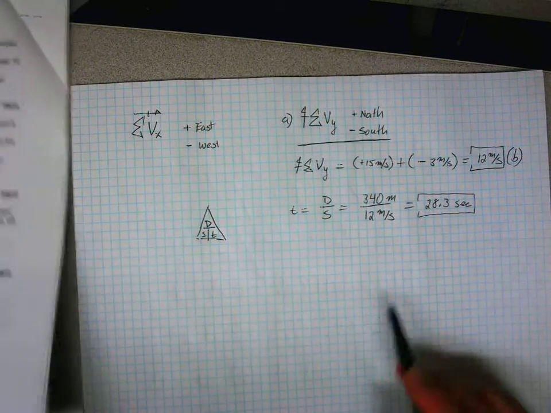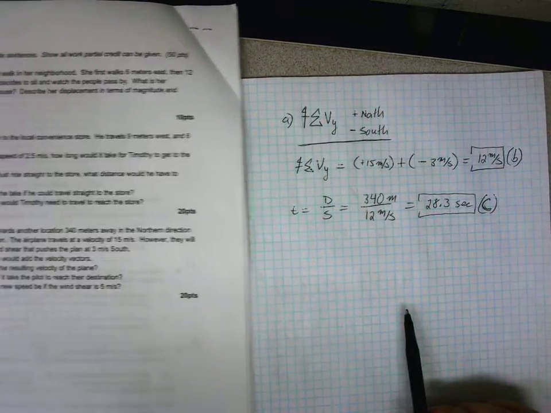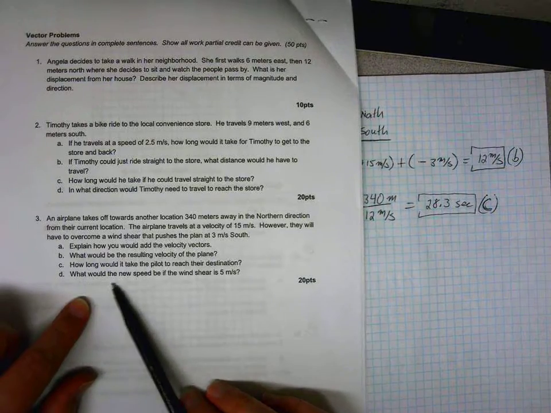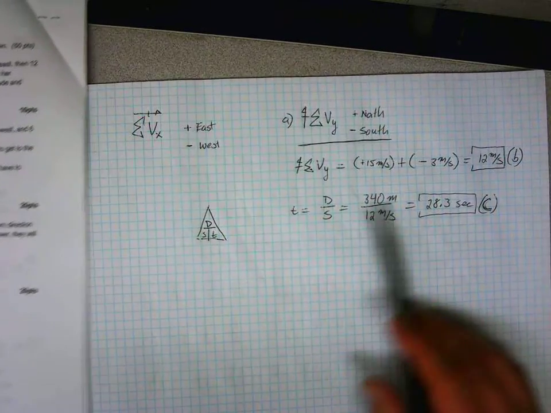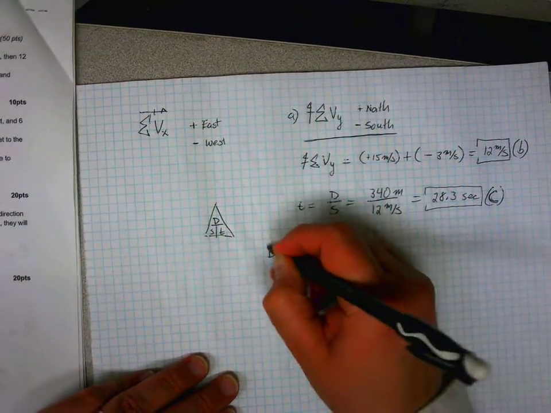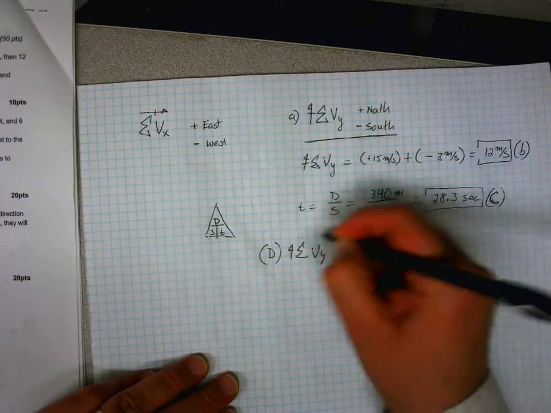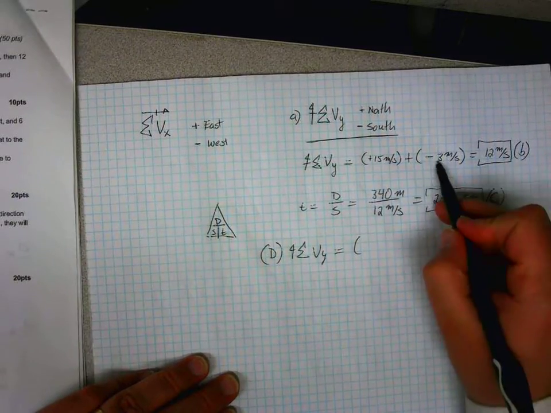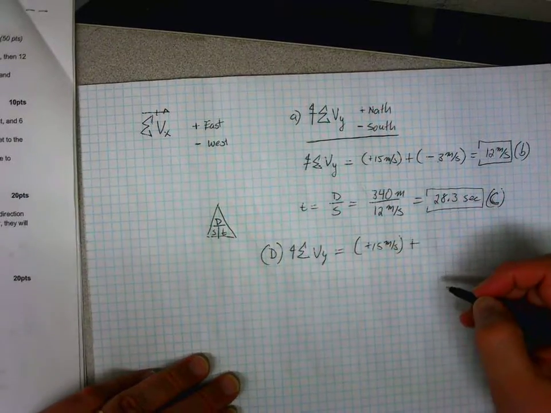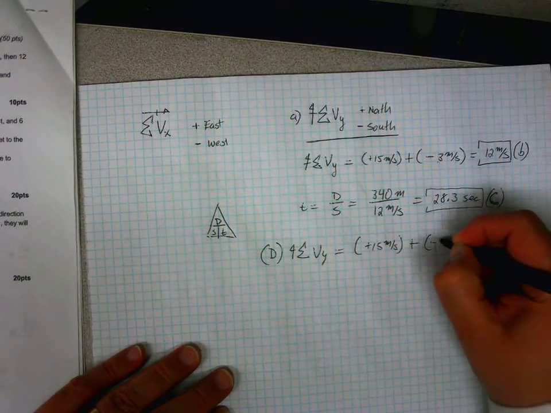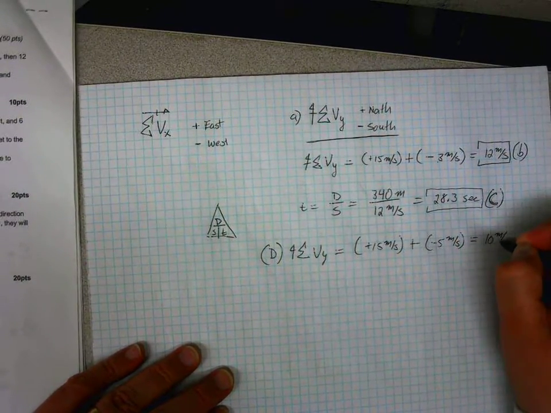So now let's go to D. So again, this is C. That's the answer for C. Now we go to D. What would the new speed be if the wind shear was 5 meters per second? Basically we're going to follow the same steps for D, only in this case, rather than the velocity being -3, the wind shear now is -5 meters per second, giving us 10 meters per second.